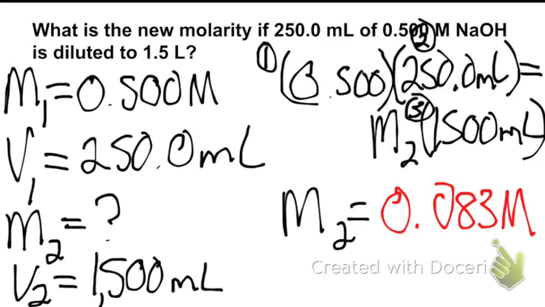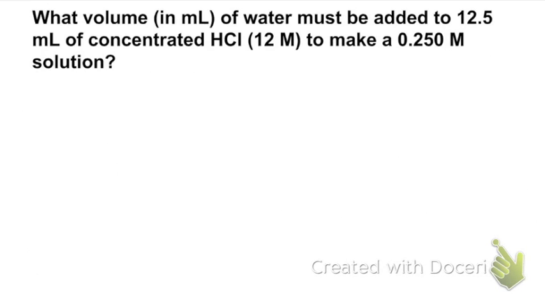Okay, I see one more on the horizon. One more guided practice problem. All right, and now for your second guided practice problem. What volume in milliliters of water must be added to 12.5 milliliters of concentrated HCl, 12 molar, to make a 0.250 molar solution?